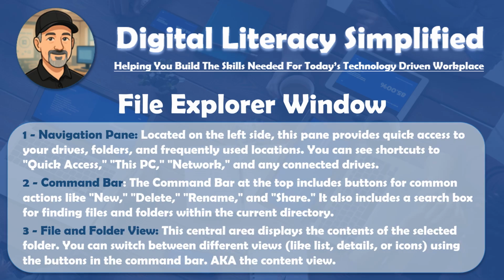The navigation pane is located on the left side. This pane provides quick access to your drives, your folders, and frequently used locations. You can see shortcuts to Quick Access, This PC, Network, and any connected drives. The command bar, as we mentioned, is the bar that runs across the top and includes buttons for common actions like new, delete, rename, and share. It also includes a search box for finding files and folders within the current directory. File and folder view is the central area that displays the contents of the selected folder, so you can switch between different views like a list, details, or icons using the buttons in the command bar. It is also known as the content window.